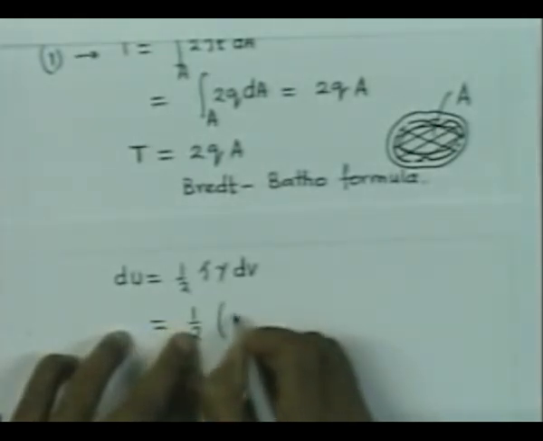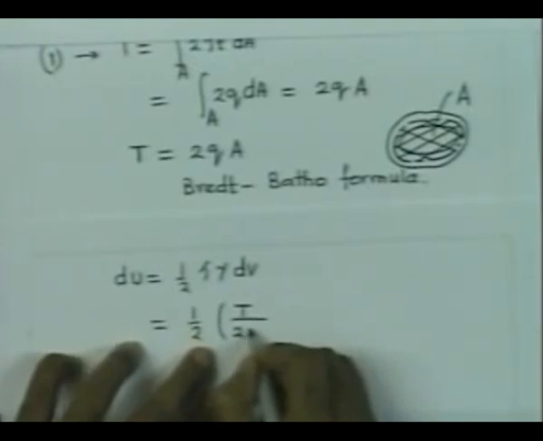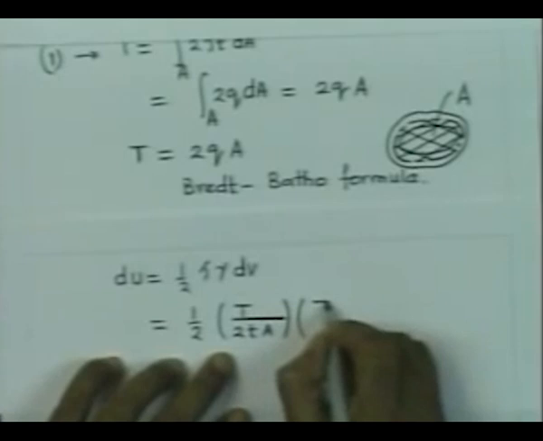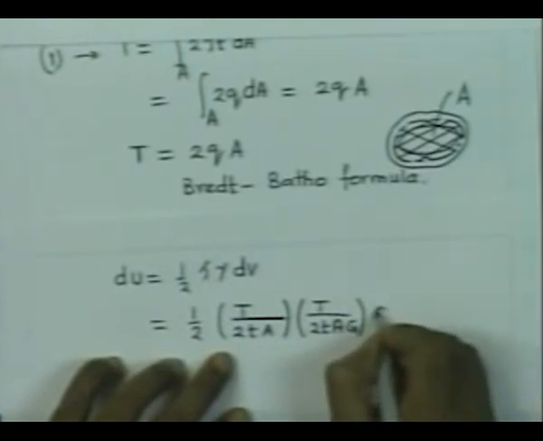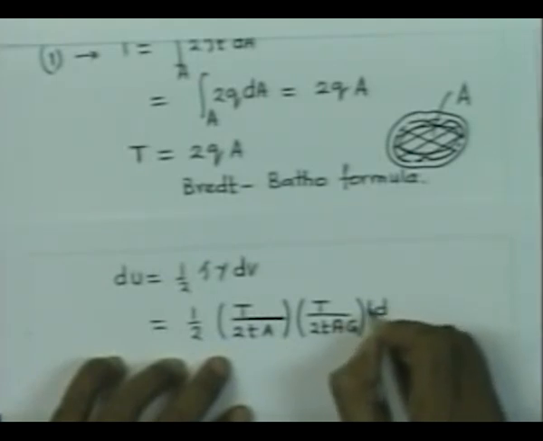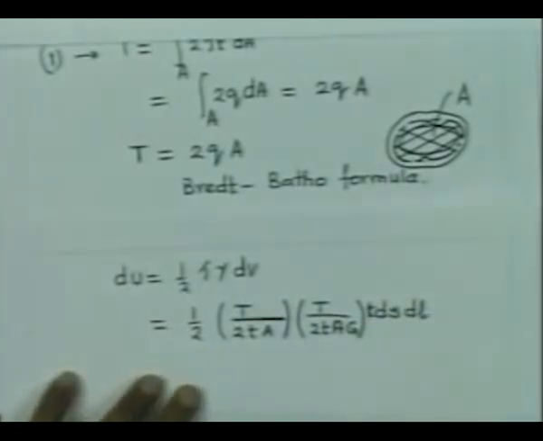So, therefore, we can now write that this is 1/2 into T by 2 into t into A, into T by 2 into t into A into G, where G is the modulus of rigidity, into dV. We can write this thing as, let us say, t into ds, and in the length direction is this one.